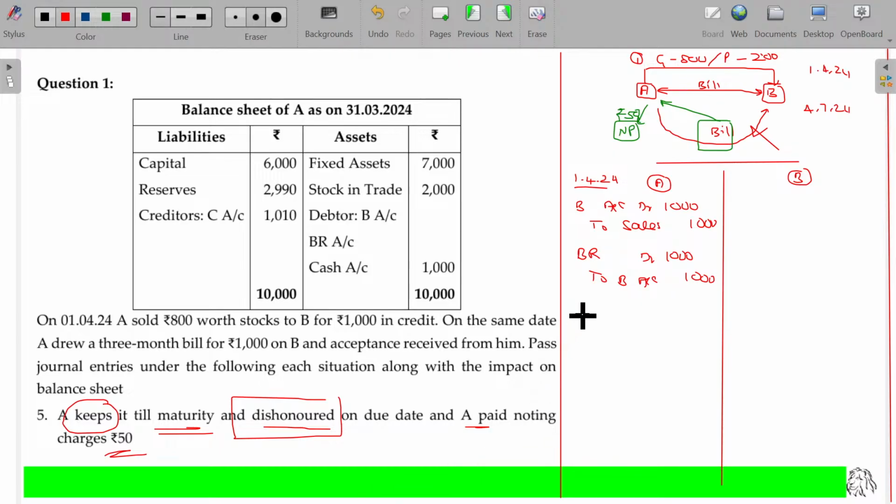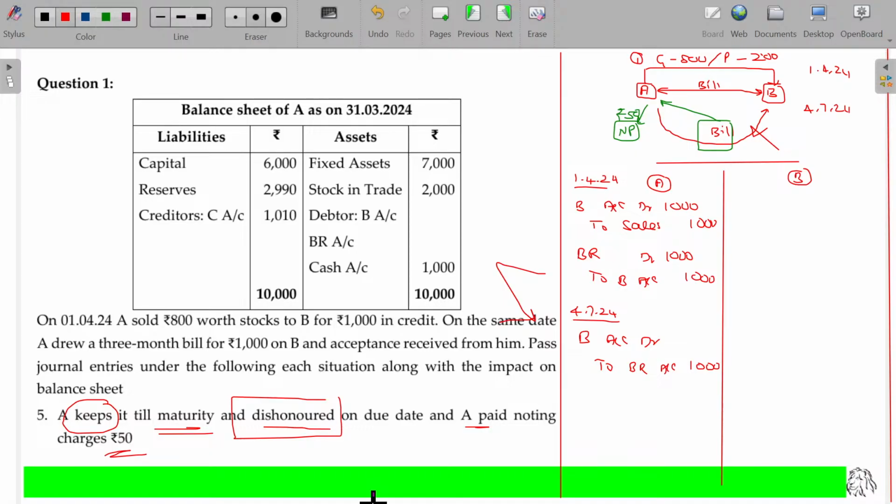On maturity date 4/7/24, this bill is not encashed but dishonored. Dishonored means just to reverse this entry. The entry being B account debit to BR account. Okay, so I am reversing this entry, but here you have to make a note of it.